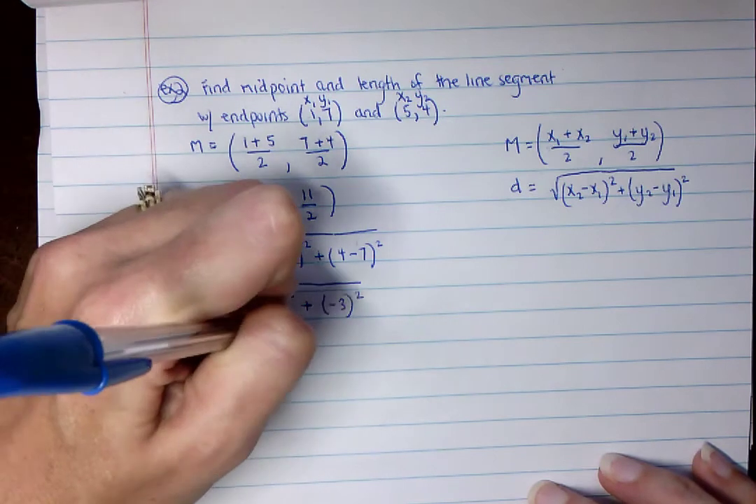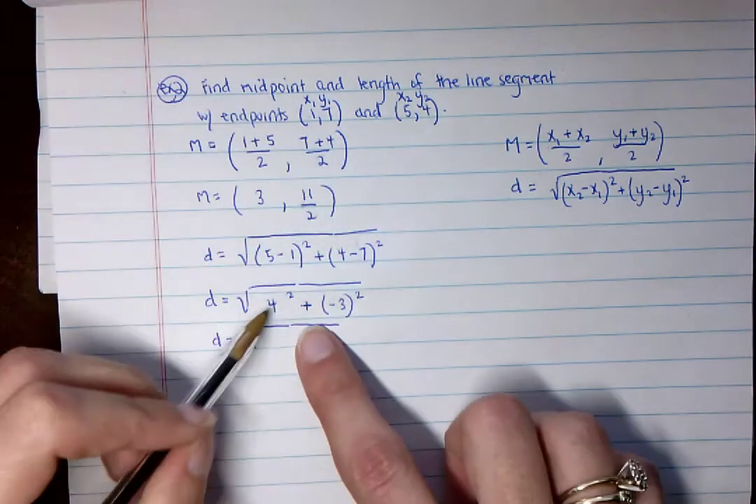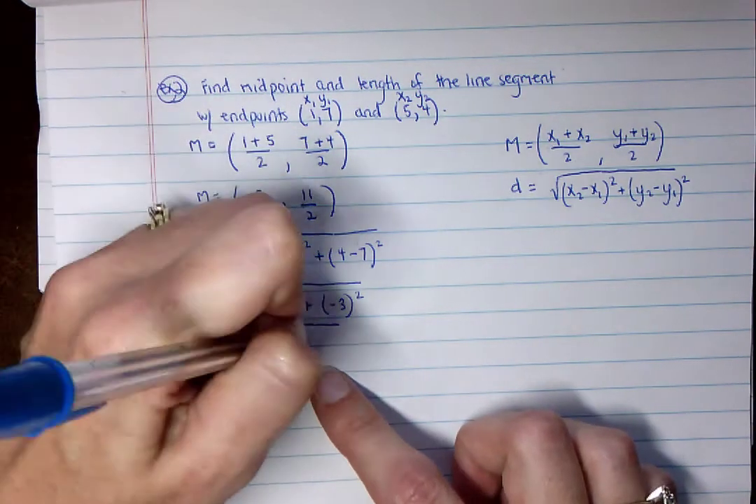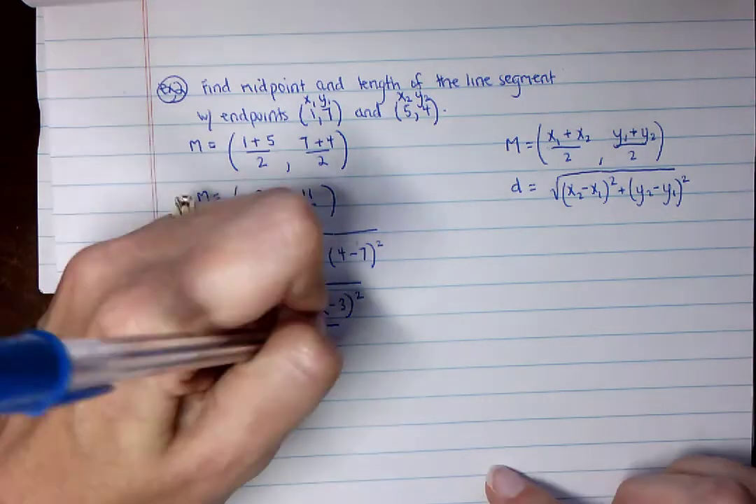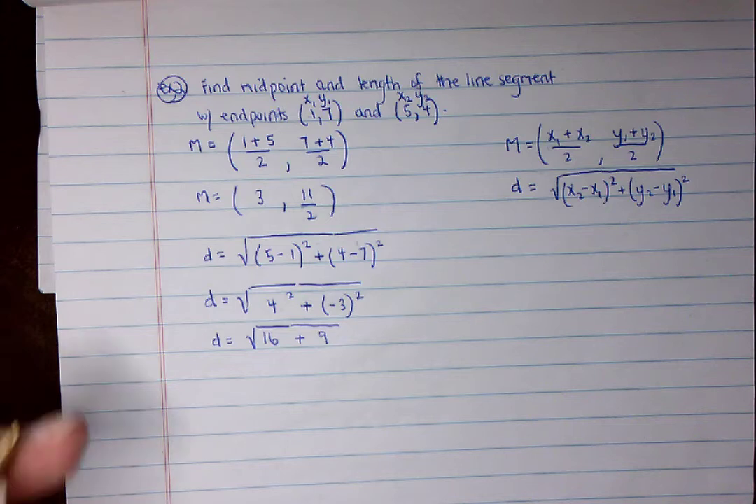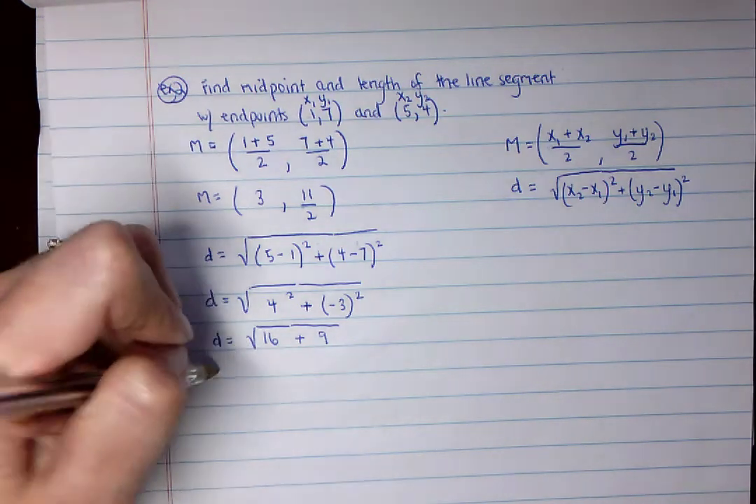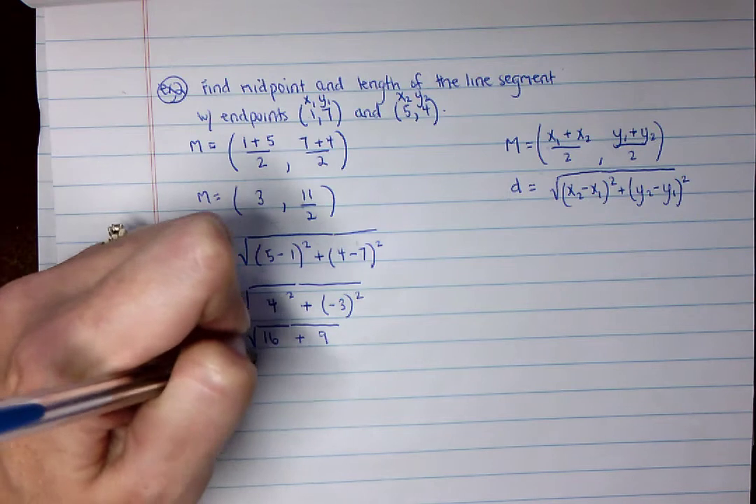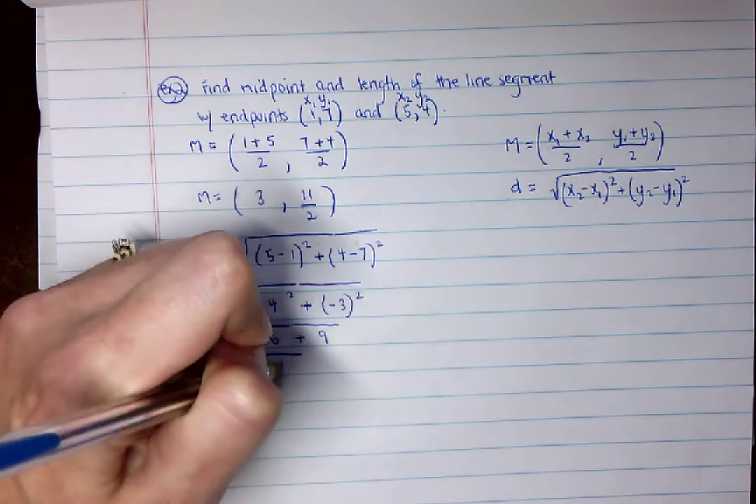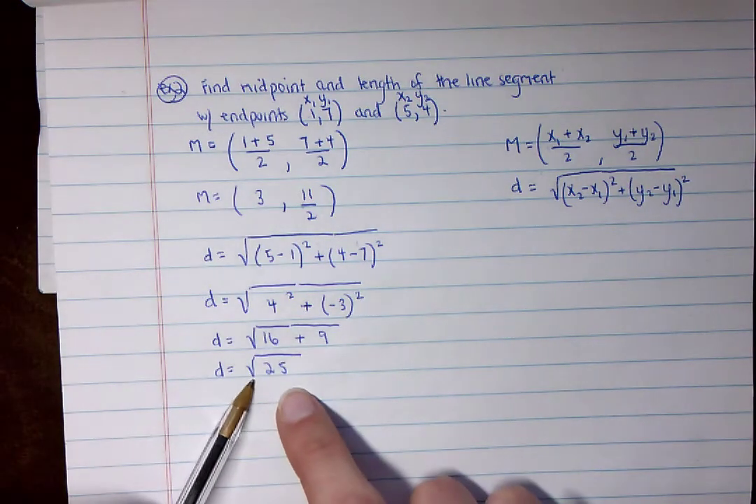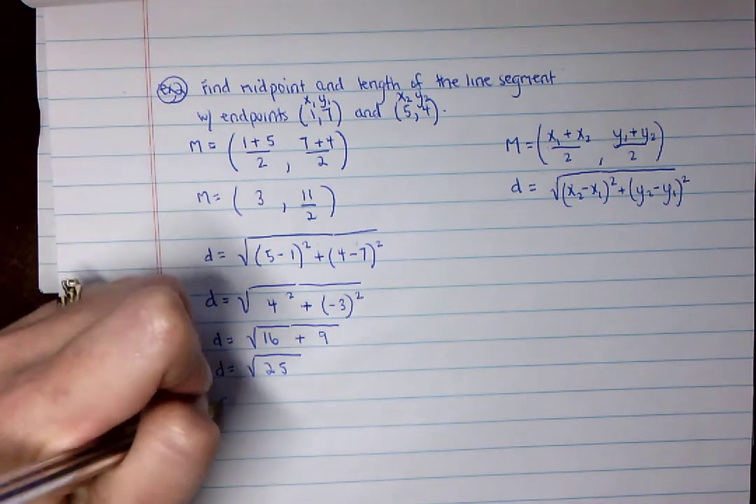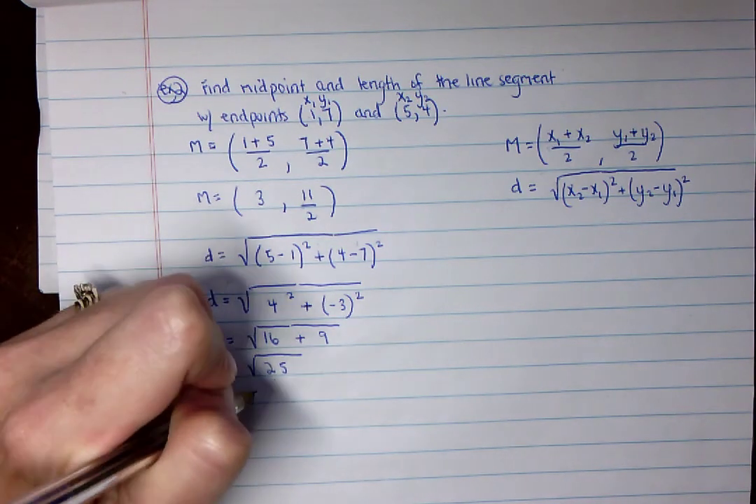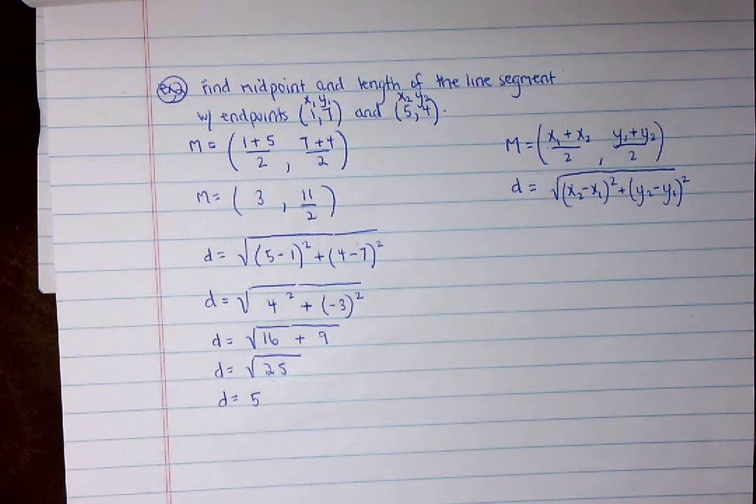So now 4 squared is 16, and negative 3 squared is 9, because negative 3 times negative 3 is positive 9. And so then we end up getting 25 when we simplify this underneath the square root. And then the square root of 25 is 5. So the length of our line segment is 5.